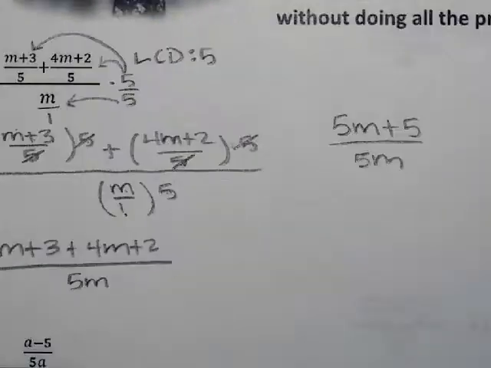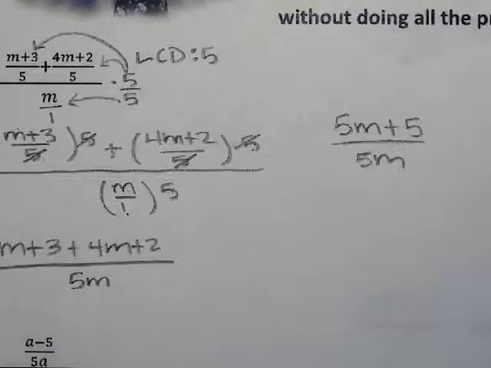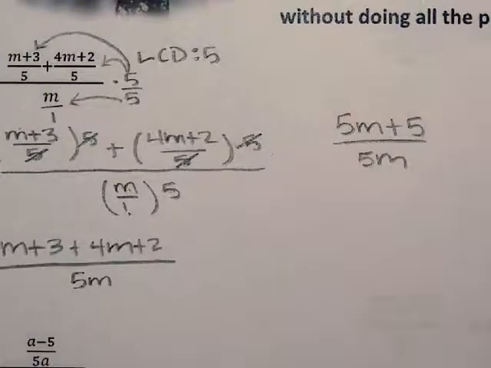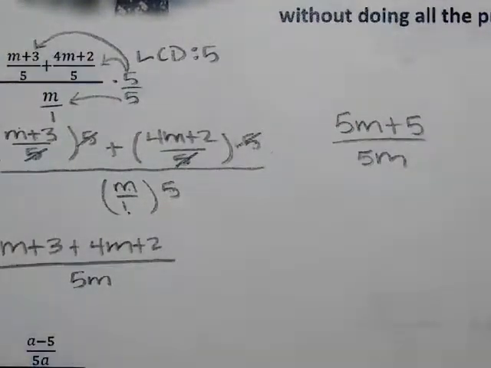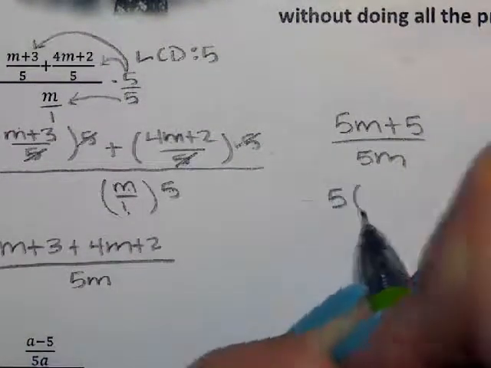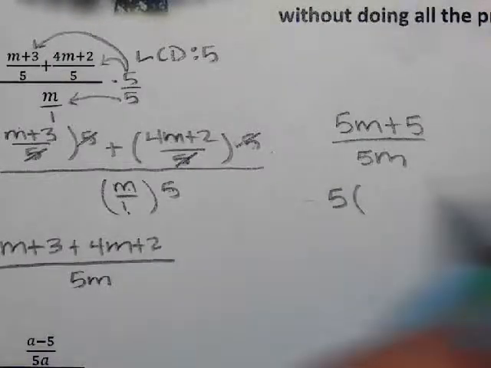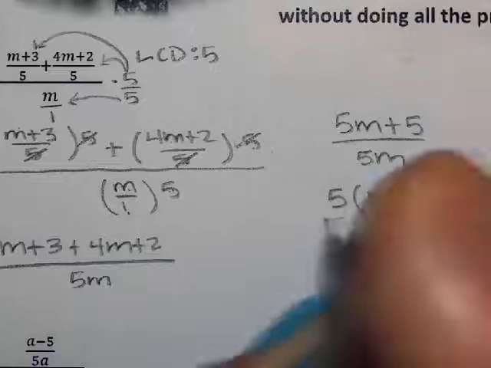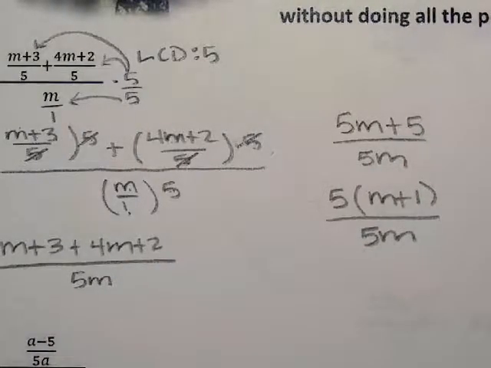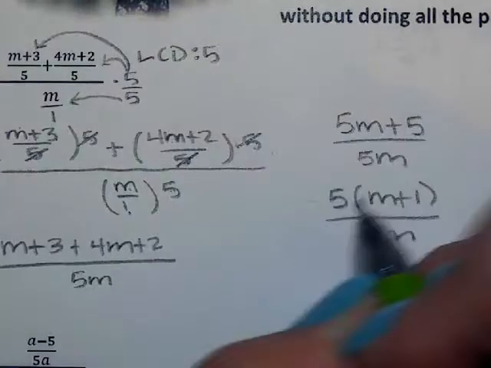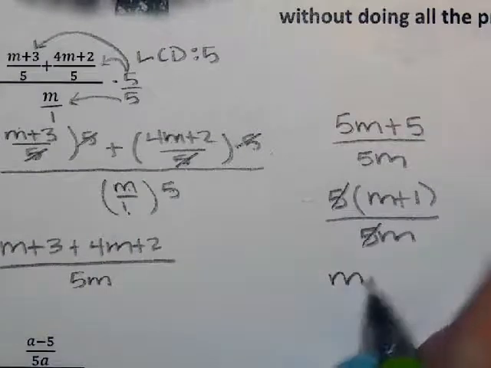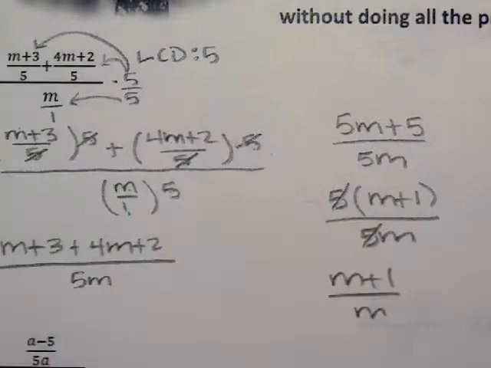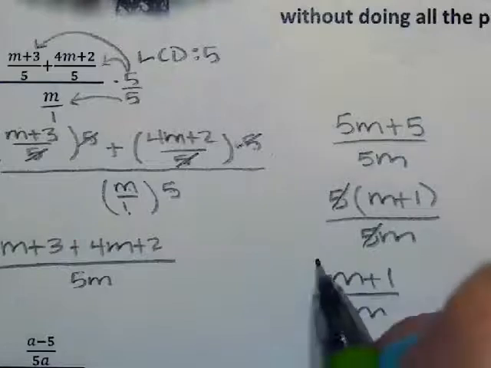If you canceled anything right now, you would kill puppies. So don't cancel right now. What should we do next? No canceling, no dead puppies. Factor. How do you factor the top? GCF, take out the 5. What's left over? m plus 1. You could cancel now without killing puppies. Cancel out the 5s. m plus 1 over m. Can we do any more canceling? No, we don't want to kill any puppies, so we're going to stop there.